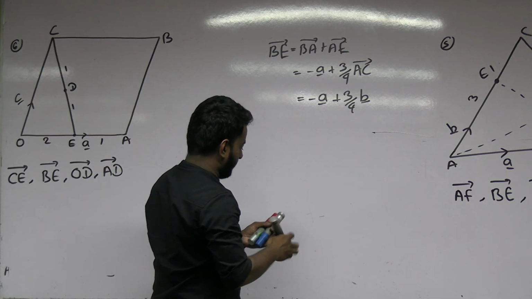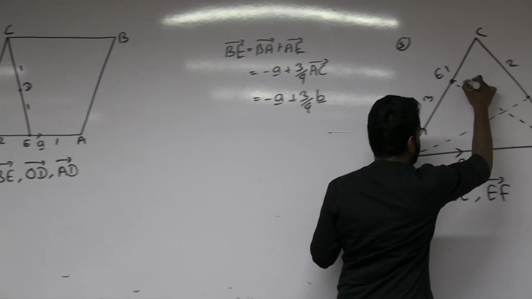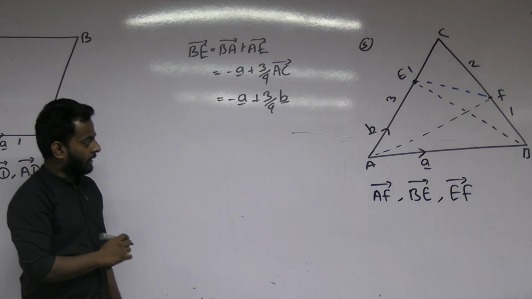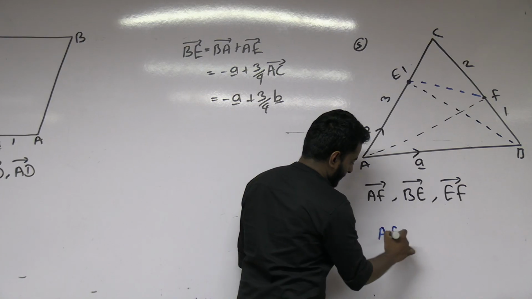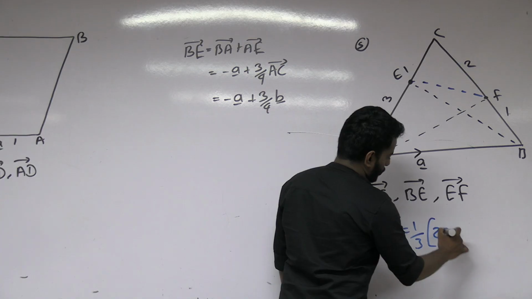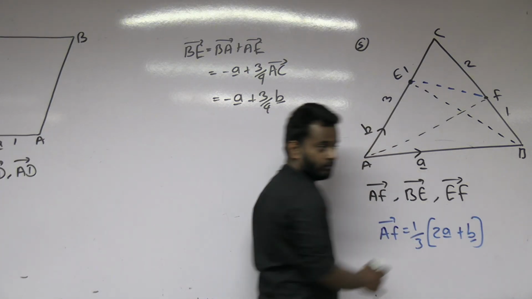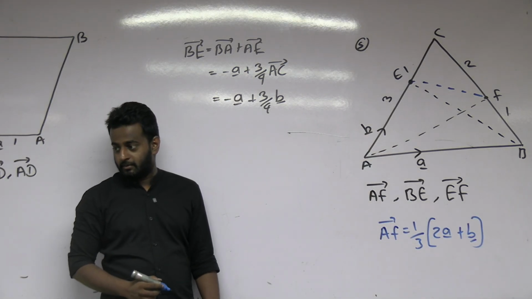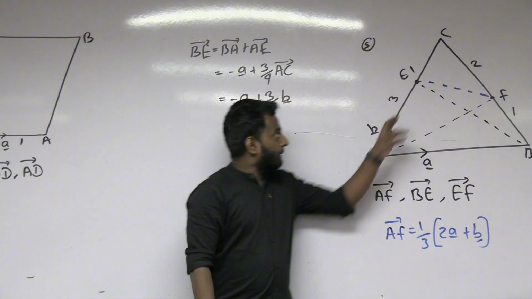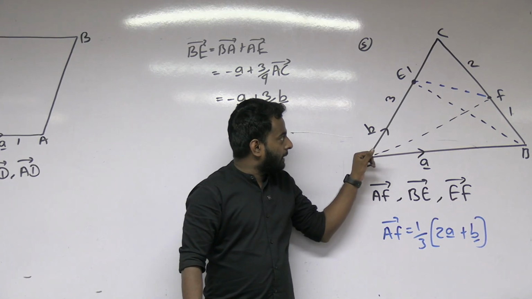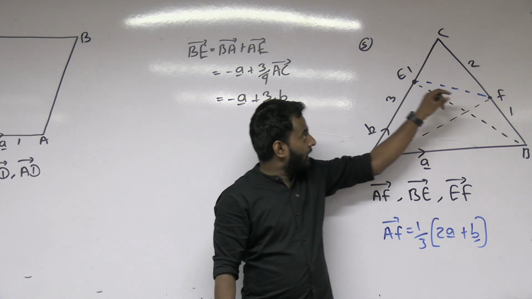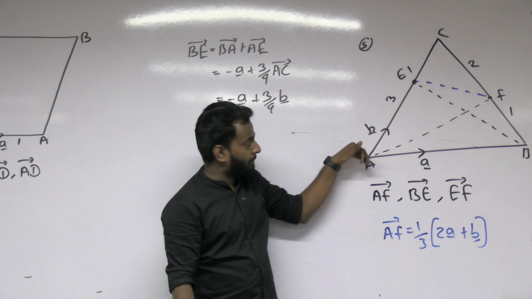And then finally EF. Now when finding EF, you can use this. I have already erased EF, rather AF. Now we found AF. What is the answer we got for AF? It's 1 over 3, 2A plus B. So since we have already found AF, I can easily write EF is equal to EA plus AF. Instead of writing EC plus CF, I can easily write EF equals EA plus AF.